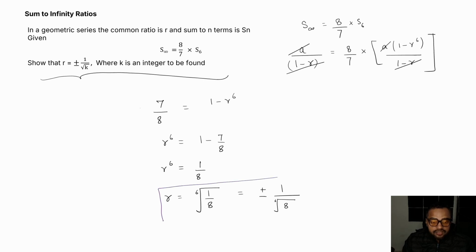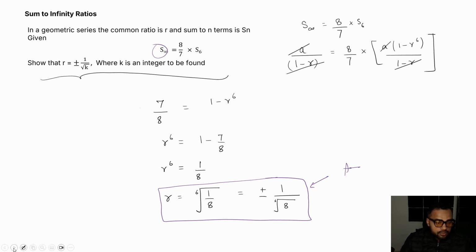This series is a convergent series, meaning this series will get completed at one point. Because they have already told that we need to find the S infinity, it means it is converging. So this series is a convergent series. So these are our values, students. We get plus minus 1 by the 6th root of 8. So we have found the integer as well.